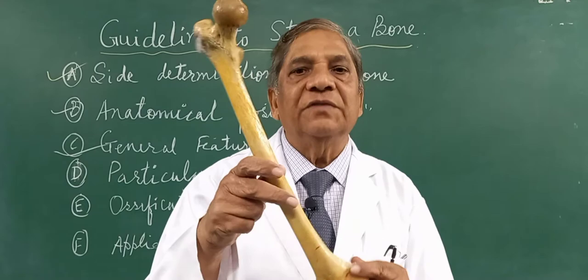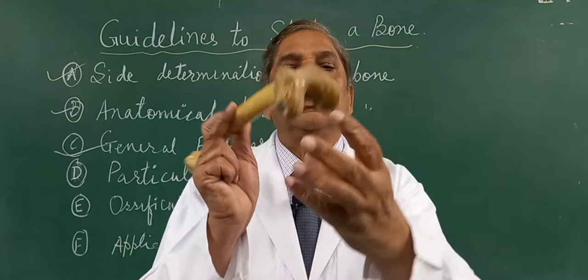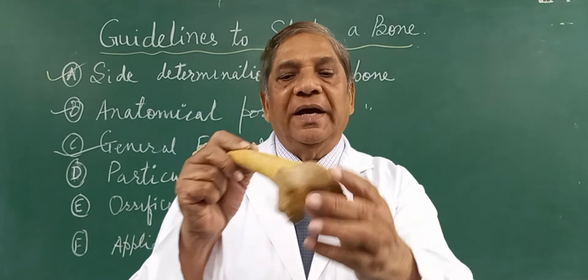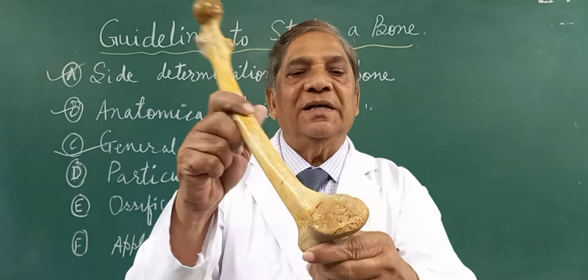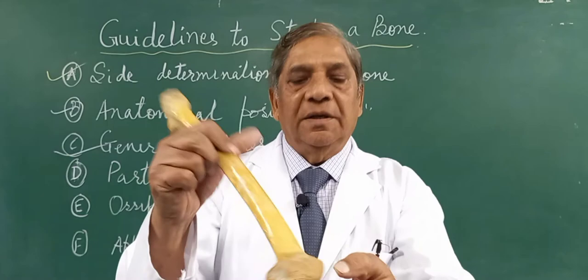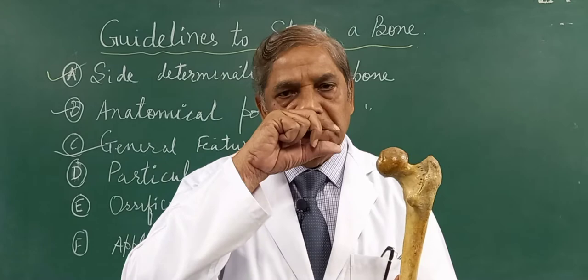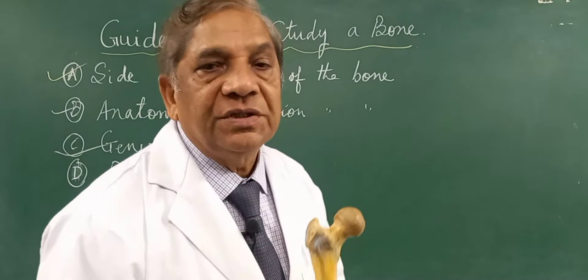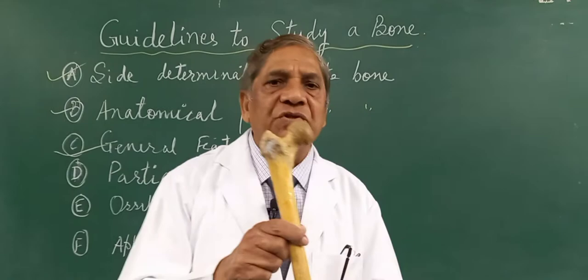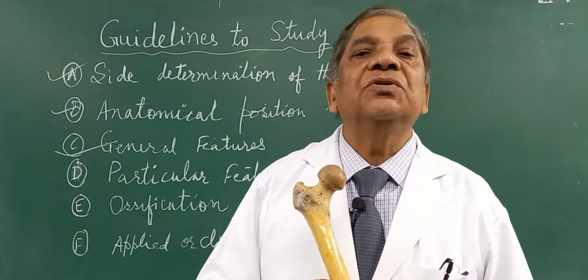For example, at the lower end you are seeing two globular structures or masses. The bony mass is large, and the one towards the head will be the medial condyle, and this will be the lateral condyle. On the surfaces there are bony projections, the medial and lateral epicondyles, and there will be lines or ridges, such as the supracondylar line. All these bony features, elevations or depressions for each particular bone, you will have to understand, and that will form the general features. Once you have learned the general features, then the side determination and anatomical position will become very easy. Then you will not forget.